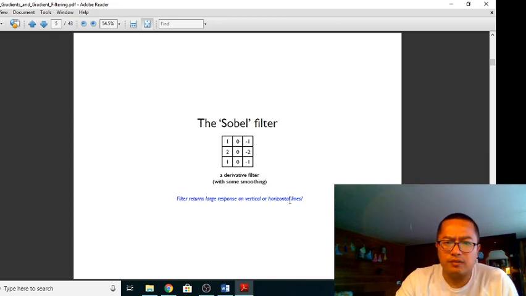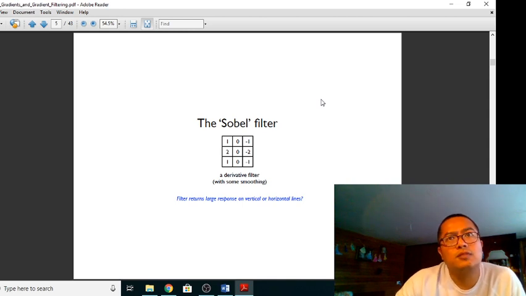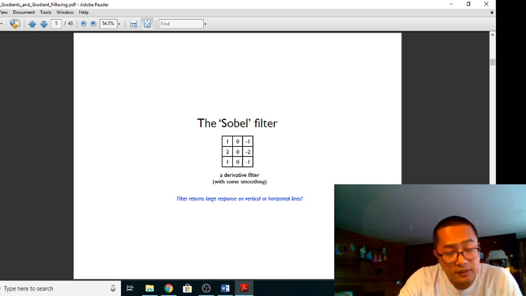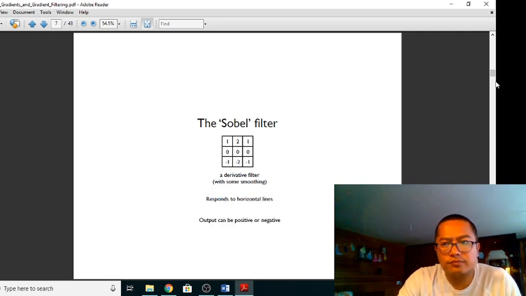So there is a Sobel filter. We've already seen the Sobel filter, and now also we are seeing a Sobel filter. This is a derivative filter, a first order derivative filter. When you convolve it with an image, you get a first order derivative approximation of that image.